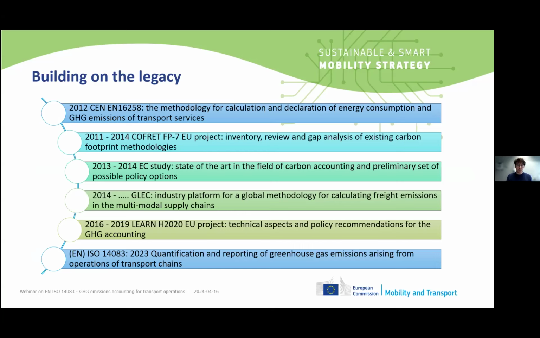We scoped for what already exists today, because the first option is to take what has already been developed as a methodology, which is one of the main parts of CountEmissions EU, the choice of the methodology. And then we went back in the history. We looked at 2012, the 258 standard, then the COFRET project, then the GLEC, and then we reached the publication of the ISO standard in 2023. Next slide, please.